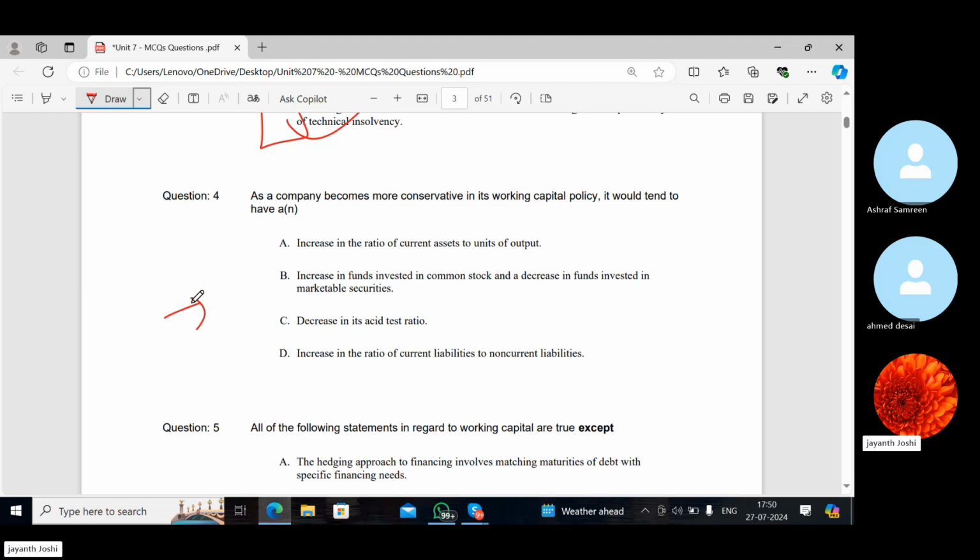Conservative policy finances assets using long-term or permanent funds rather than short-term sources. So again, I'm saying, see, what is conservative policy? Conservative working capital policy minimizes liquidity risk. Point number one, minimizes liquidity risk. That means they don't want any liquidity risk.